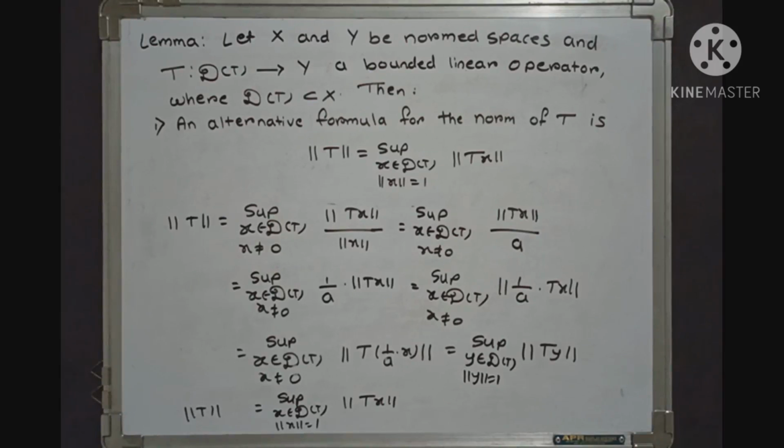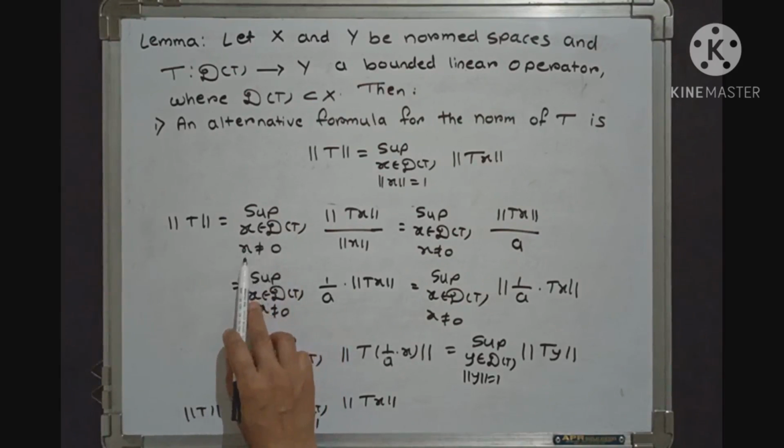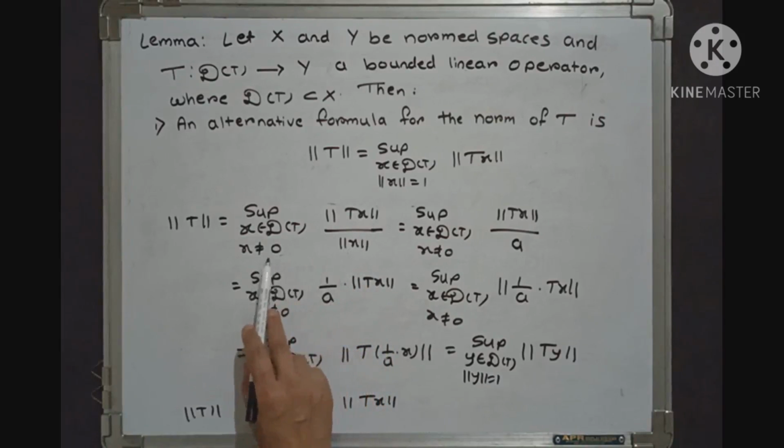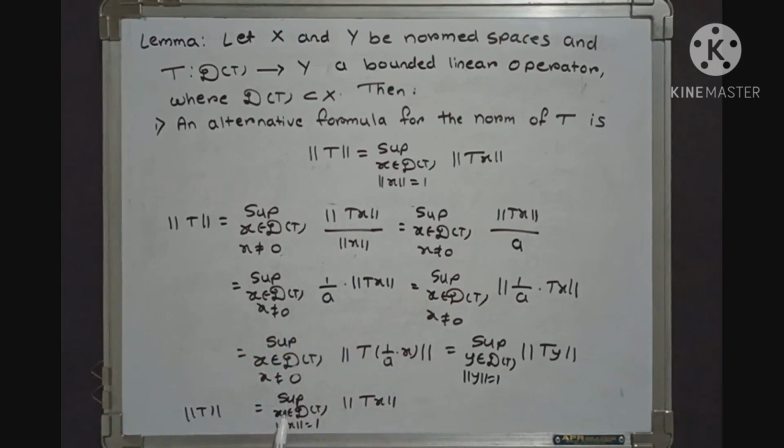This is the alternative formula for the norm of T. The first formula for the norm of T is the supremum over x belongs to D(T), x not equal to 0, of ‖Tx‖ divided by ‖x‖. That is the first formula, and the alternative formula is the supremum over x belongs to D(T), ‖x‖ = 1, of ‖Tx‖. In this way we get the two formulas for the norm of T.